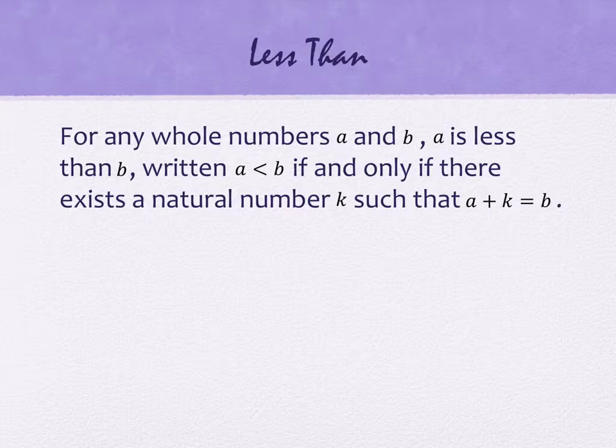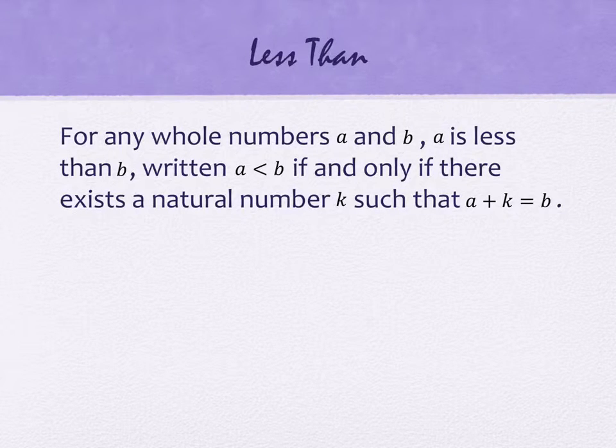All right, another definition for you: less than. What do we mean by the words less than? For any whole numbers A and B, A is less than B, and the symbol is written A, then a symbol that looks kind of like an angle measurement, or a triangle without the third side. It's the less than symbol. If and only if there exists a natural number k such that A plus k equals B.